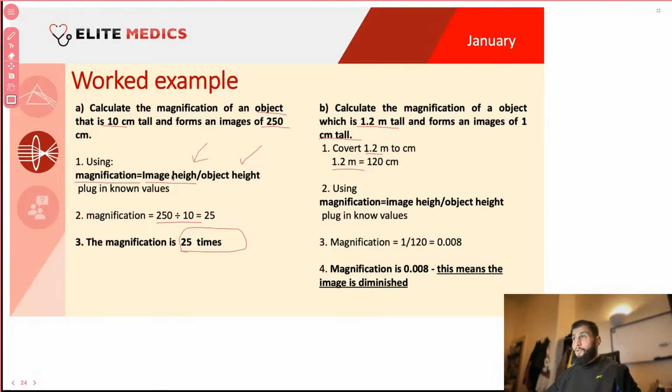So we take that same formula. The image height, the image is 1 centimeter tall. And the object height is what? 120. So that gives us a 0.008 magnification. So that means that the image has been lowered by a lot.